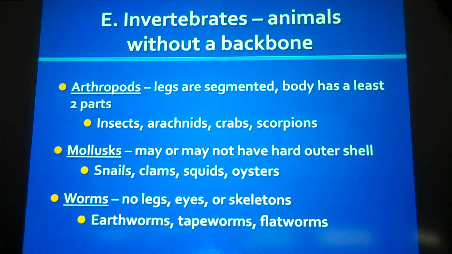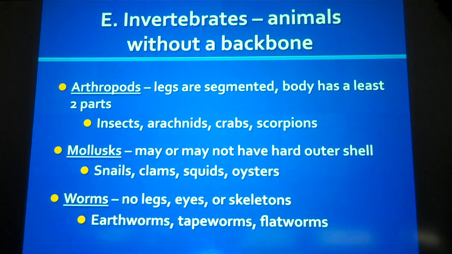The next major group of animals are invertebrates, meaning animals without a backbone. Examples of these are arthropods, mollusks, and worms. Arthropods have segmented legs and segmented bodies. And examples of these are insects, arachnids, which are spiders, crabs, scorpions. Most are six-legged, three on each side, or eight-legged creatures.